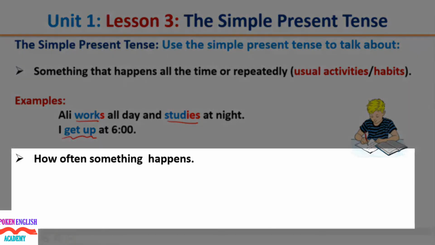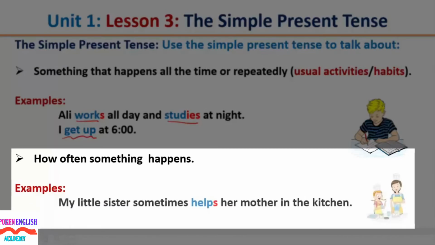The simple present tense also can be used to talk about how often something happens. Example. My little sister sometimes helps her mother in the kitchen. Notice here that we use the present simple tense with the adverb of frequency, sometimes. They seldom take a vacation. Again, this verb here is used in the simple present tense because of the adverb of frequency. So with adverbs of frequency, we use the simple present tense.